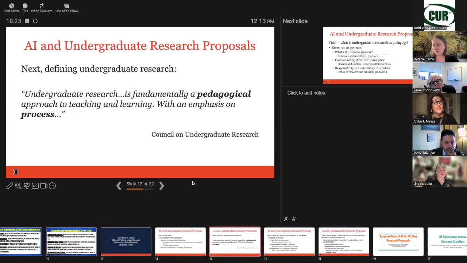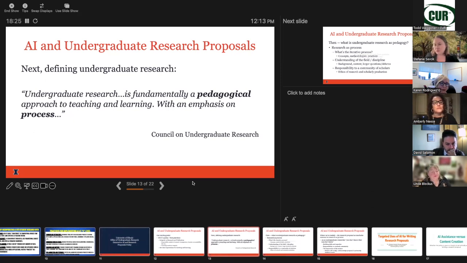And so we very much use the definition that CUR has produced in the last couple of years, a redefinition of what it means to do undergraduate research as a pedagogical process, with an emphasis on that word process. And can you go to the next one?